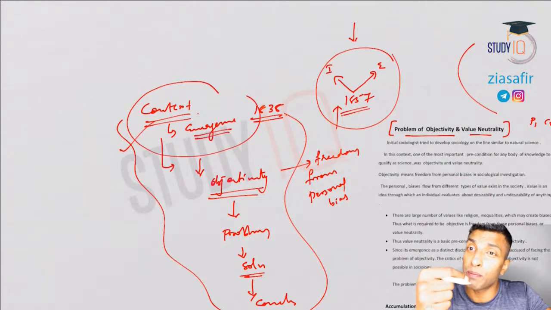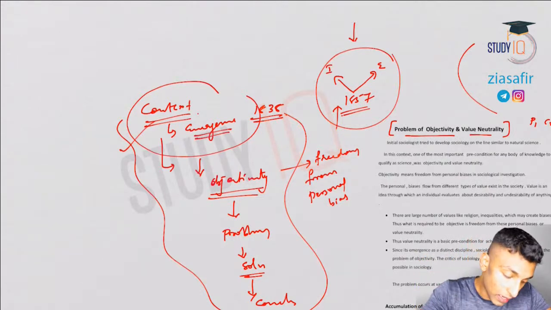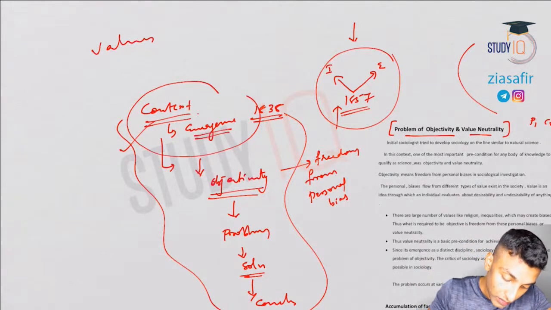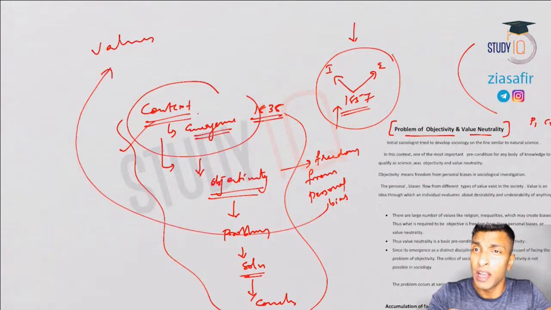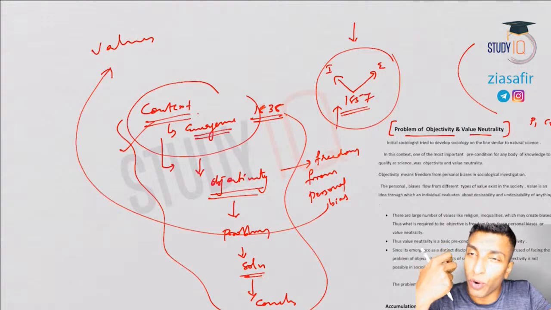Now, where will these biases come from? These personal biases will come from values. What do we mean by values? We all carry values.